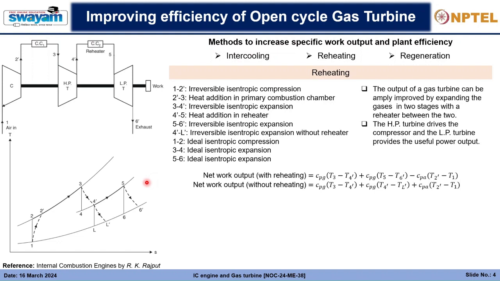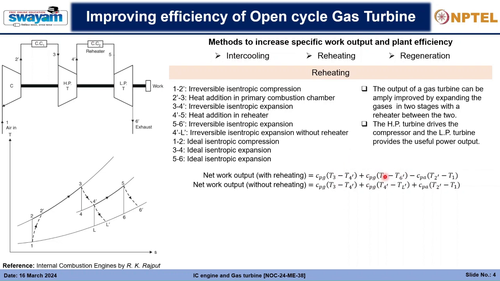So you can see here the net work output with reheating will be CpG(T3 minus T4 dash) plus CpG(T5 minus T6) minus CpA(T2 dash minus T1). So CpA(T2 dash minus T1) is that of the compressor. It will remain the same in both the cases. And 3 to 4 dash will also remain the same in both the cases.